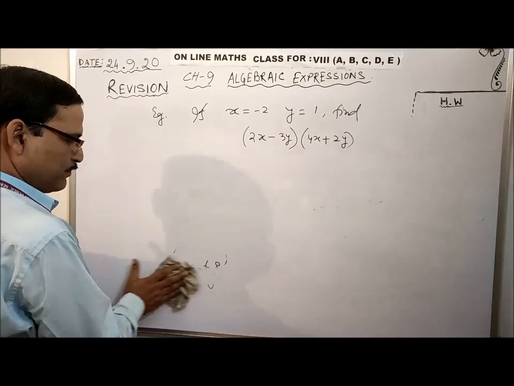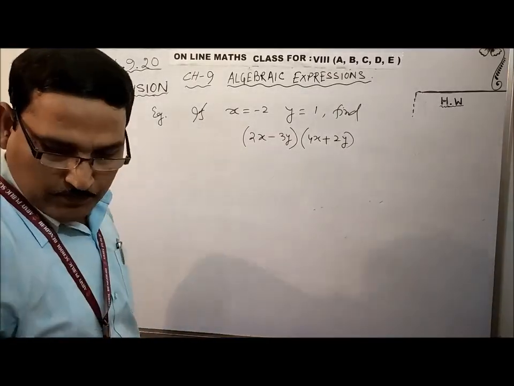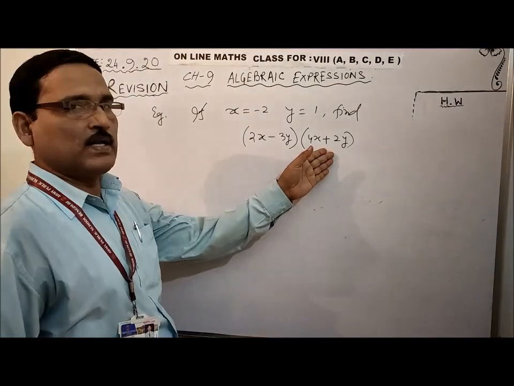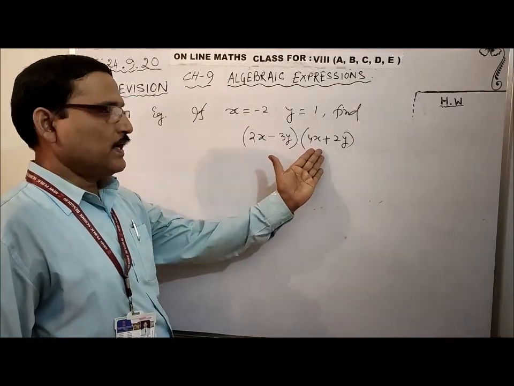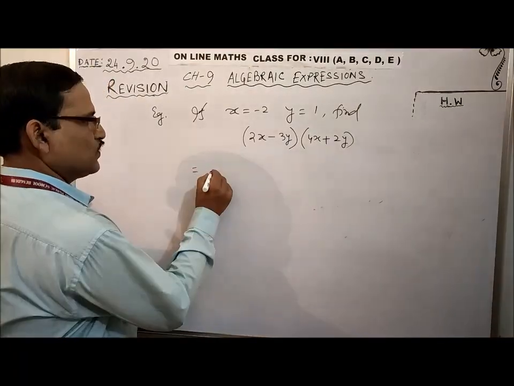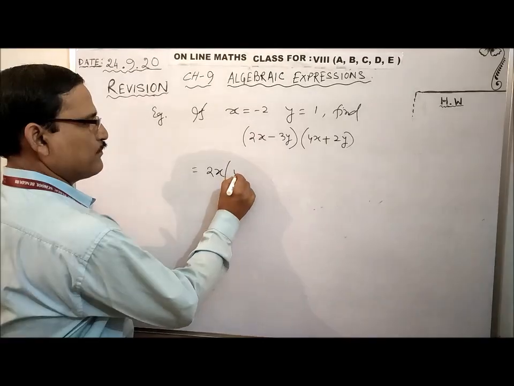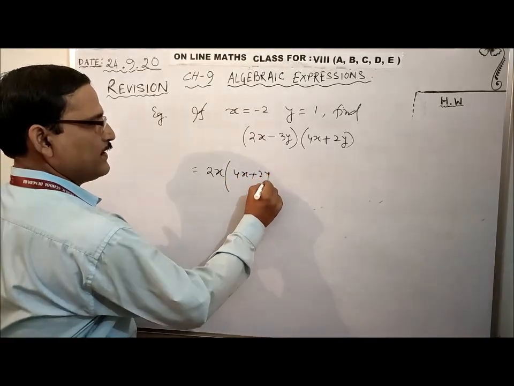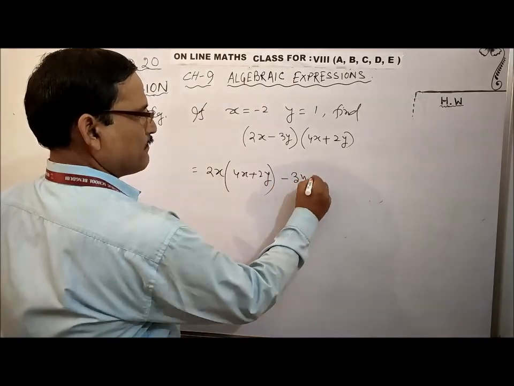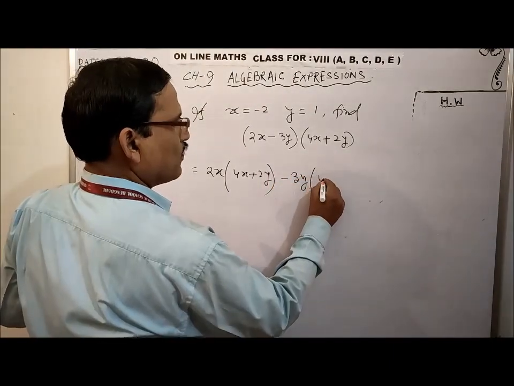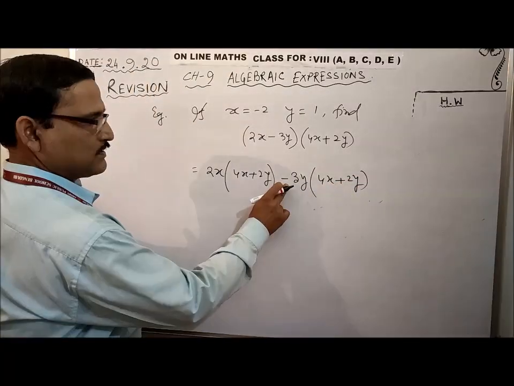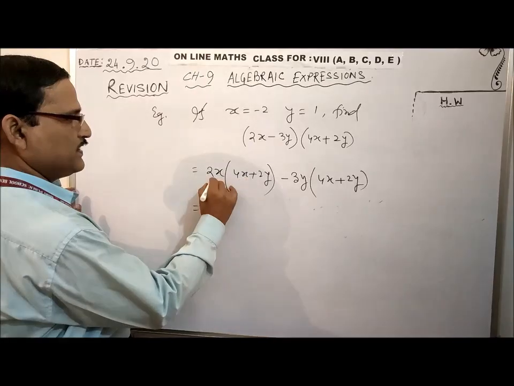So all things cannot be covered. I am just showing you one. You will practice at home. Okay. Now binomial product, trinomial product, fix one and split one. Second part you keep fixed and the first one you split. So 2x multiplied by 4x plus 2y, clear? Minus 3y multiplied by 4x plus 2y. Be careful, minus.